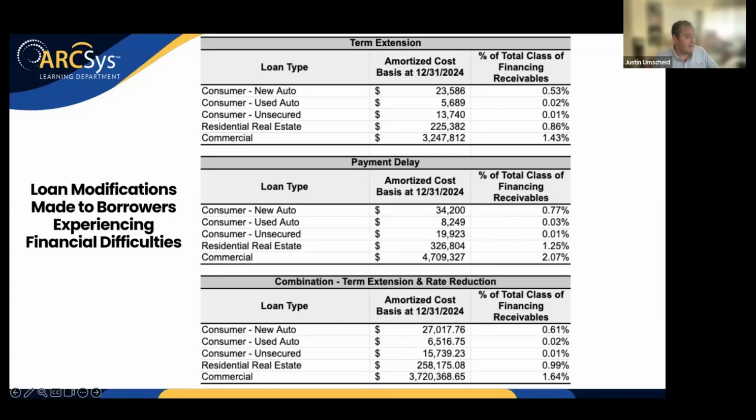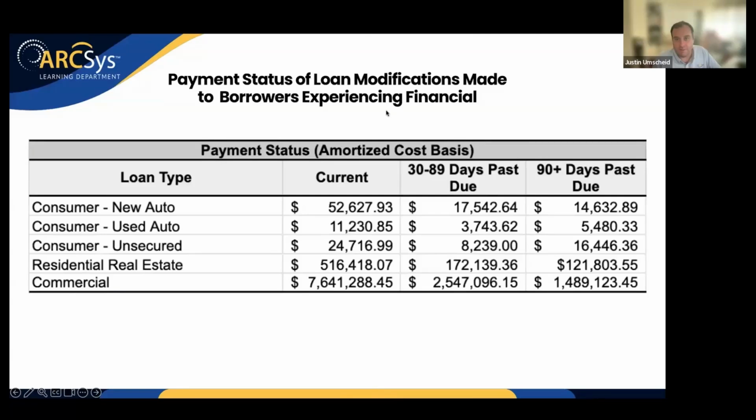When we look at the payment status of loan modifications made to borrowers experiencing financial difficulties, again, as long as you're loading days delinquent in our system, we can go grab the balance at year end for each of these loans and put it into these buckets. So we have all of the information in ARCSys to automate this report.